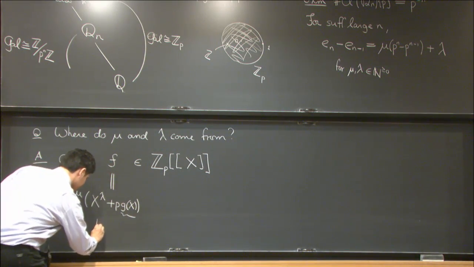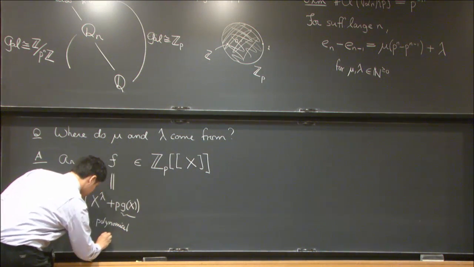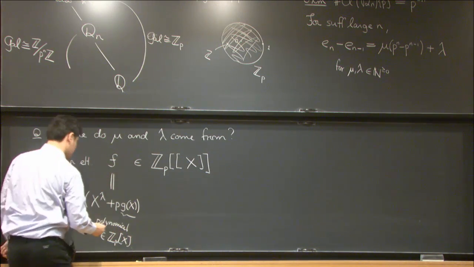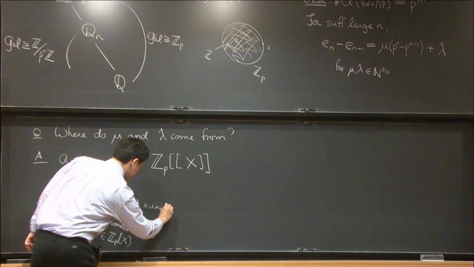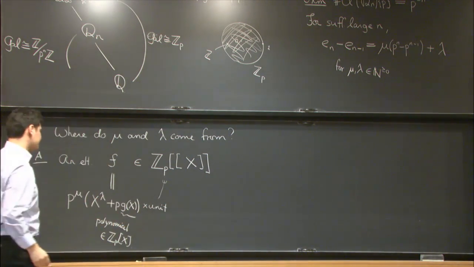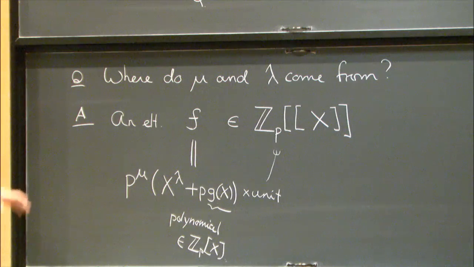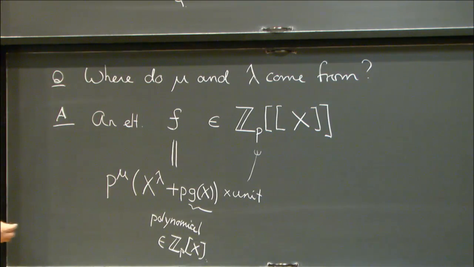This g of x is a polynomial. This times some unit, which is an element of Z_p[[x]], but it's a unit. So somehow there's a power series f that knows everything about the class number, well, at least the p-primary part of the class number, as soon as you climb up in this tower sufficiently high.